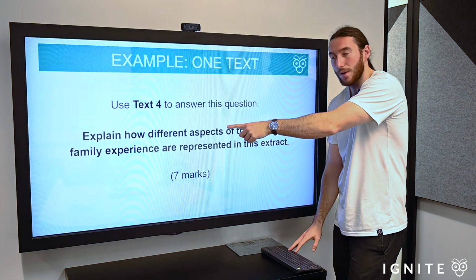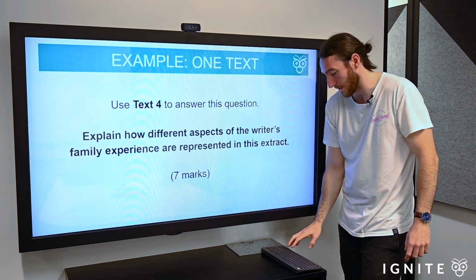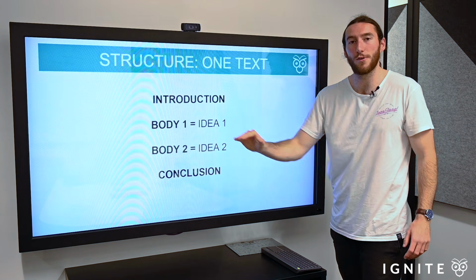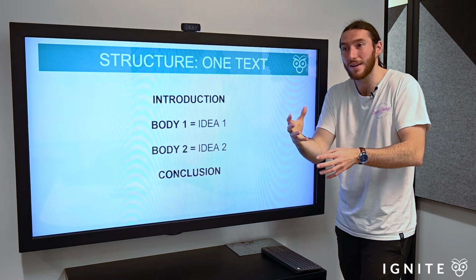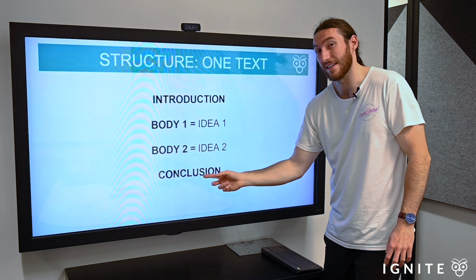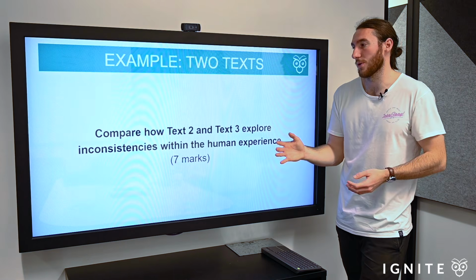With this particular question, it says explain how different aspects of the writer's family experience are represented. Well, I'm going to talk about the key aspect 1 in the first body paragraph, and then I'm going to talk about the second, and it has to be a different key aspect in the second body paragraph. And then we'll do that 1 sentence conclusion. Okay, what about a 2 text question?